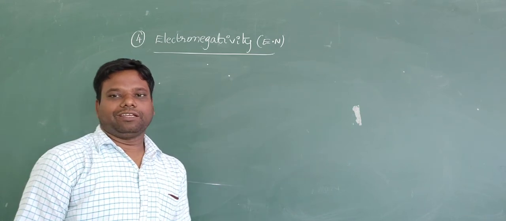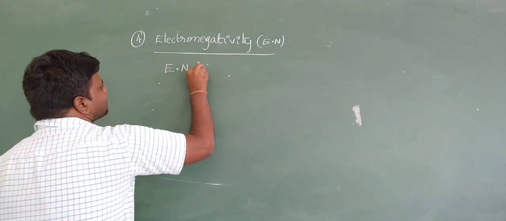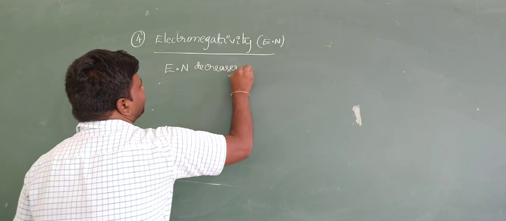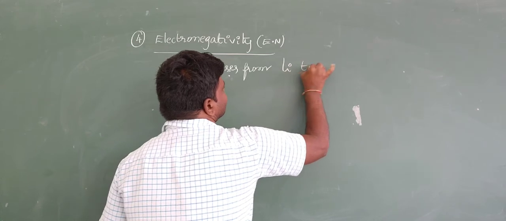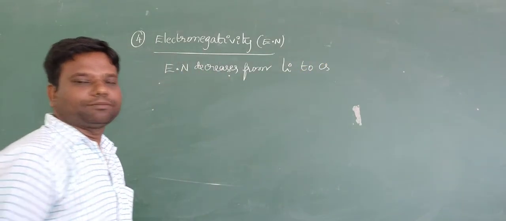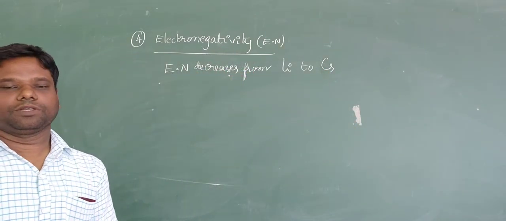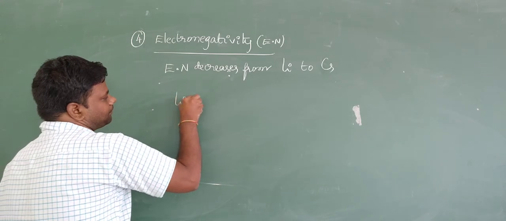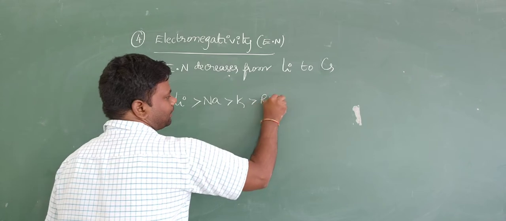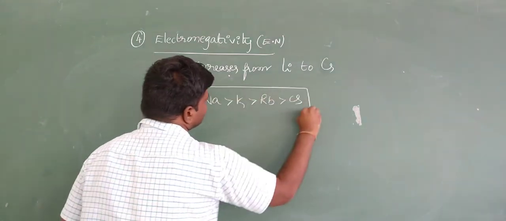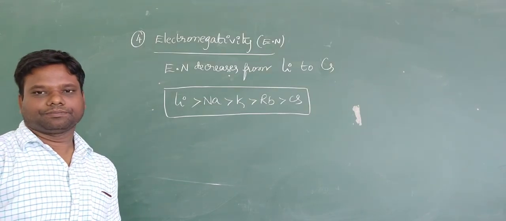The electronegativity decreases from lithium to cesium. Look here. Lithium greater than sodium, greater than potassium, greater than rubidium, greater than cesium. This is the order for electronegativity of alkali metals.